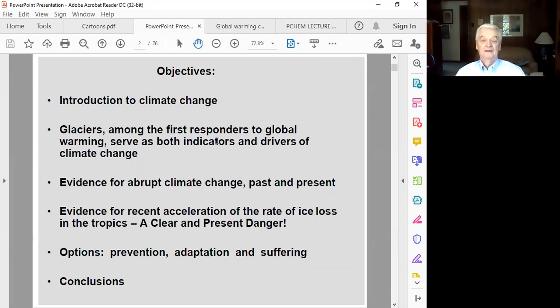So already in 2009, Lonnie Thompson's going to show some evidence for abrupt climate change, and he's going to show that this is accelerating. I have a few slides I've added that maybe will show more of this acceleration. And then at the end, we have our choices. We can try to prevent it, we can adapt to it, or we can suffer. And all of these are real possibilities that may come to be.